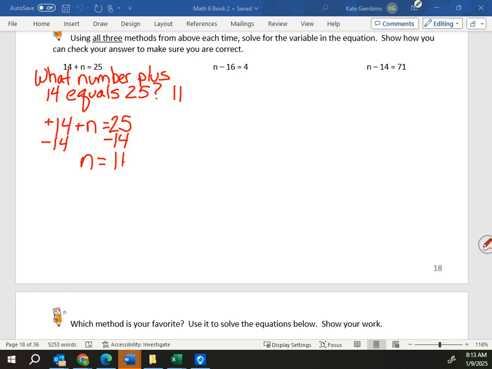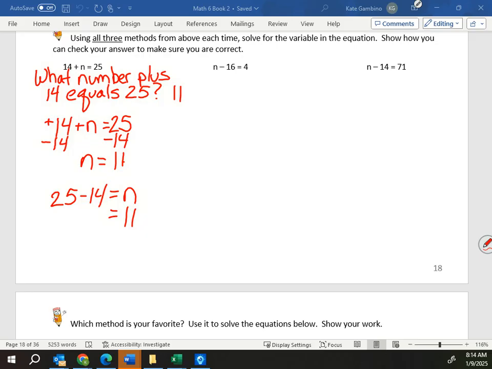One more way. Think about our fact families. How can I switch around my 14 plus n equals 25 to make it the fact family that's going to help us? Sarah? 25 minus 14 equals n, and we know that n would be 11. Those are all 3 ways, so you should have all 3 of those written down. What I write on the board, you write in your binder. Let's look at our next one.